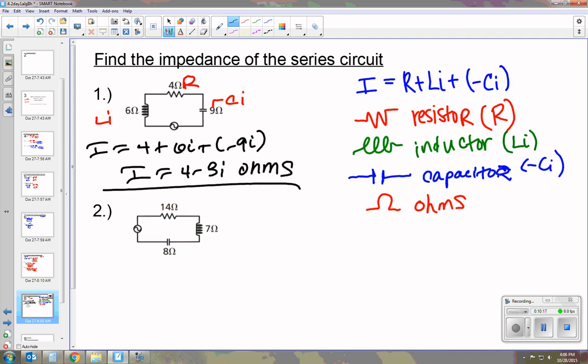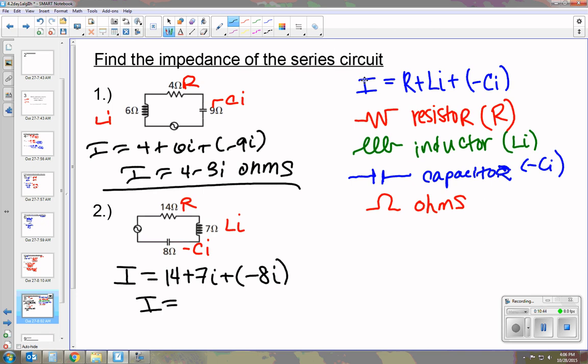So let's try this one down here. Okay, so this top one is going to be our resistor. Our right one is going to be our inductor. And the bottom one is going to be our capacitor. So we're going to plug this in, and I get Z equals 14 plus 7i plus negative 8i. And our answer is going to be 14 minus i ohms.